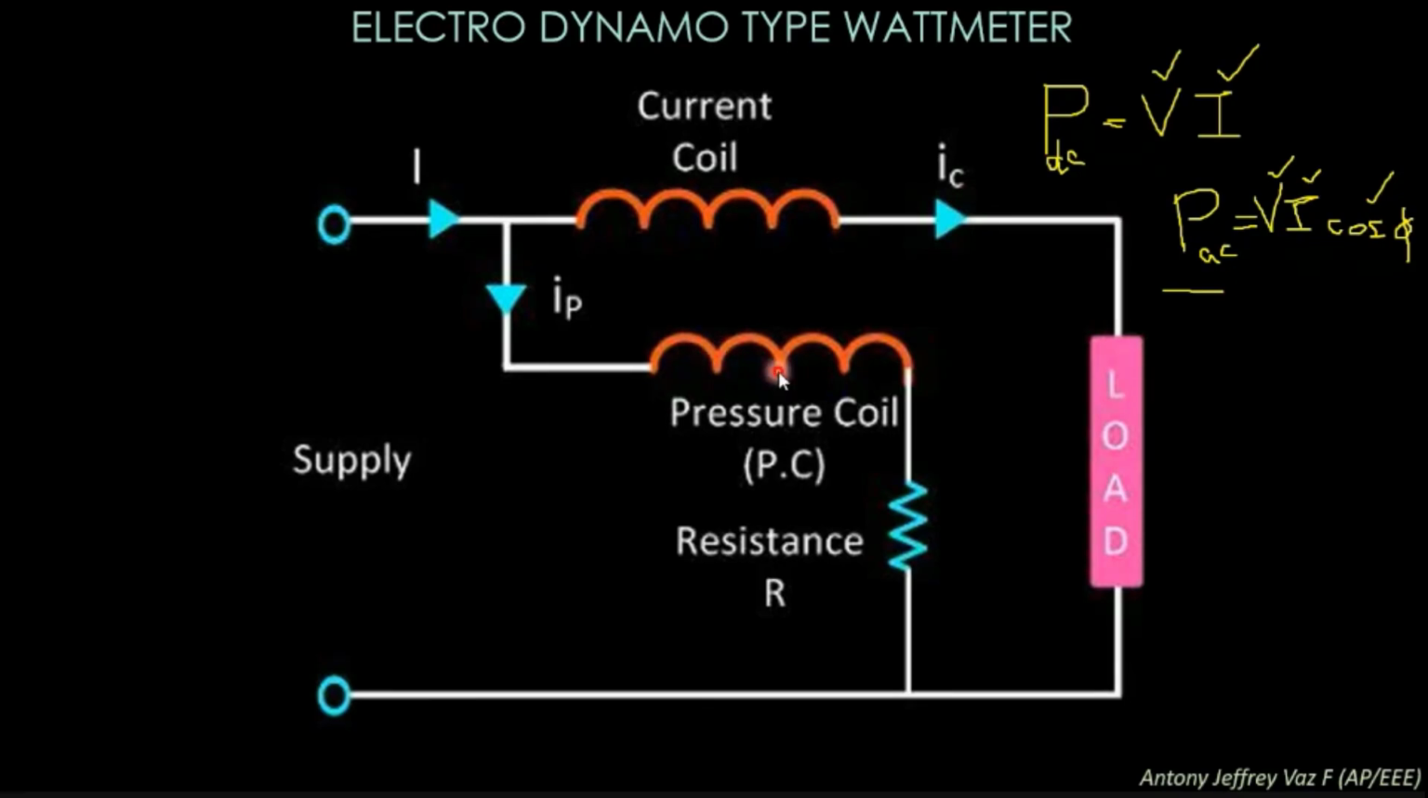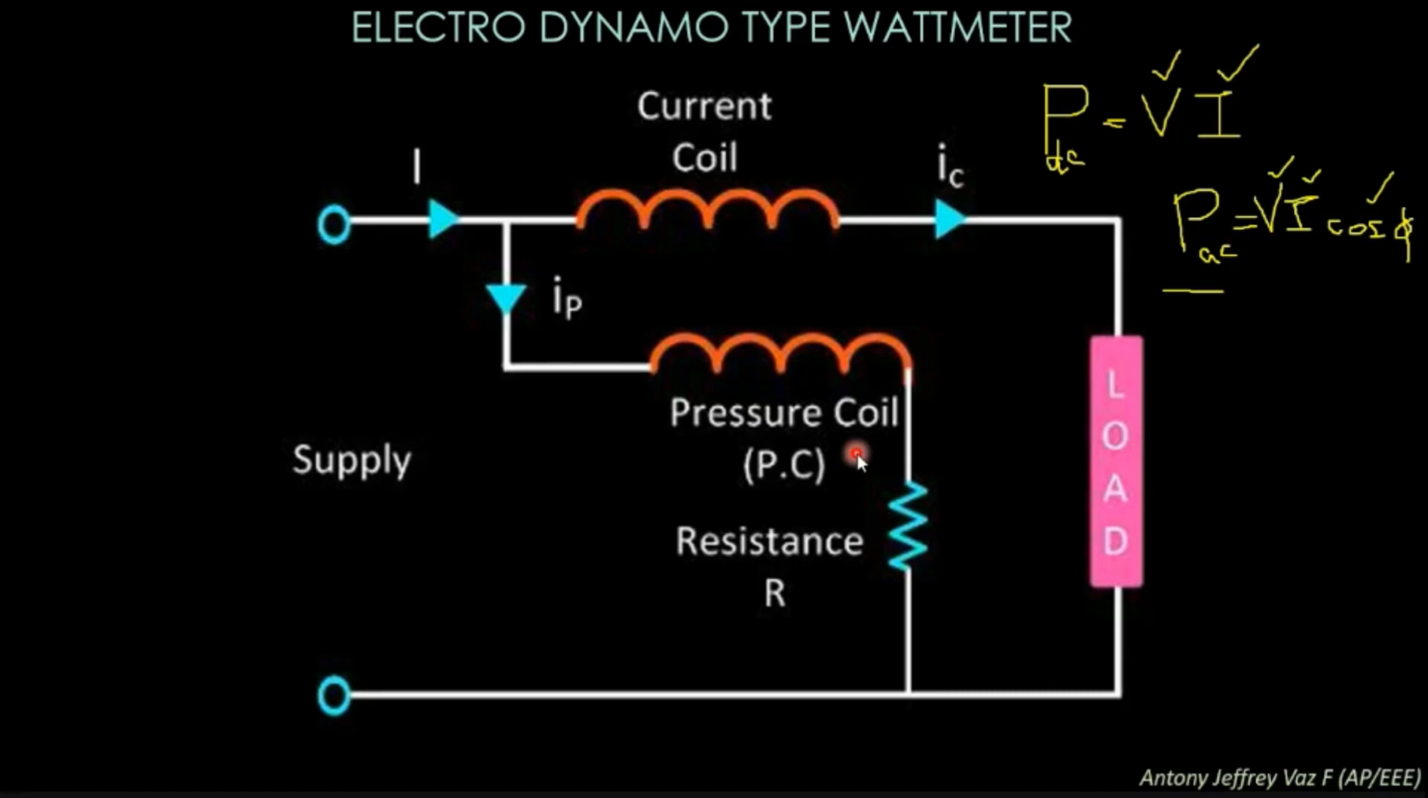The pressure coil measures the applied voltage, from this end to this end, say 230 volts. The pressure coil is connected in parallel with the help of a small resistor, whereas the current coil is in series. The pressure coil measures the voltage, and the multiplication of the measured current and voltage gives you the power.